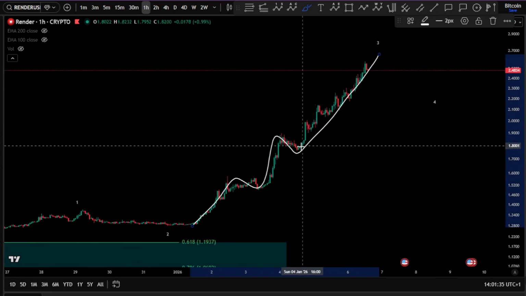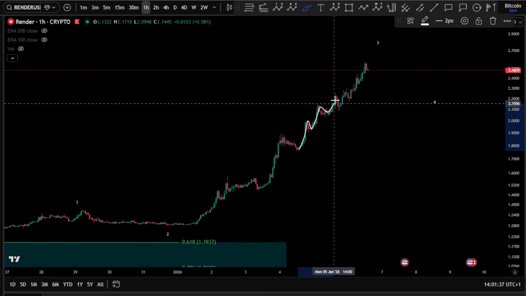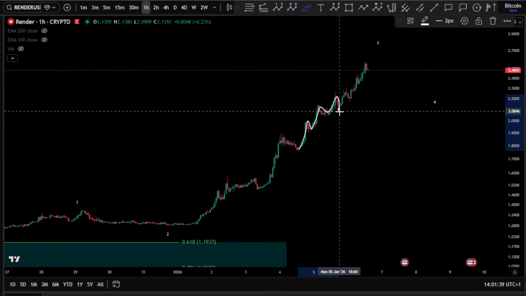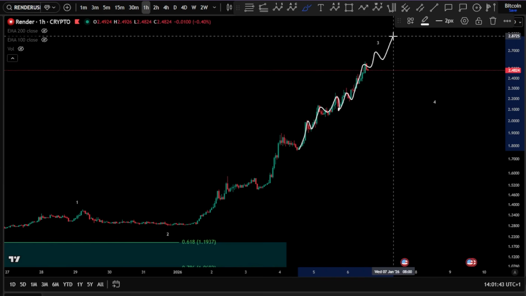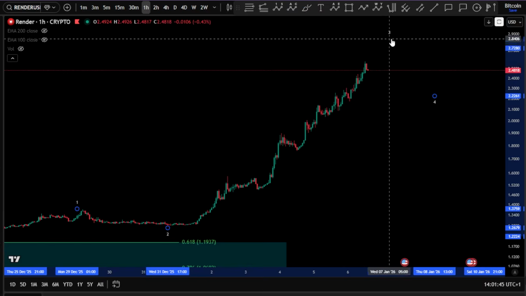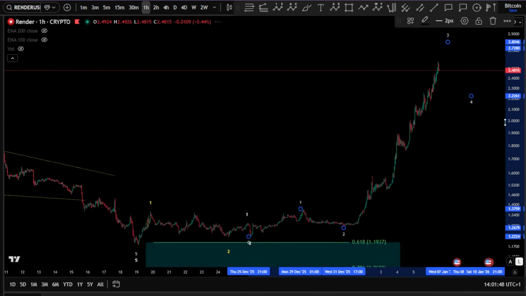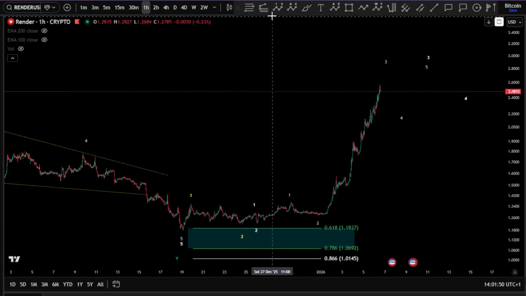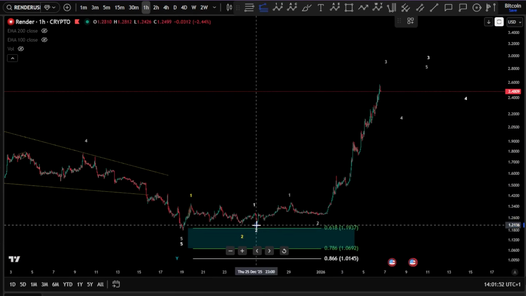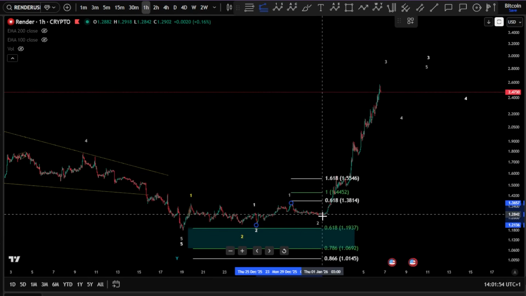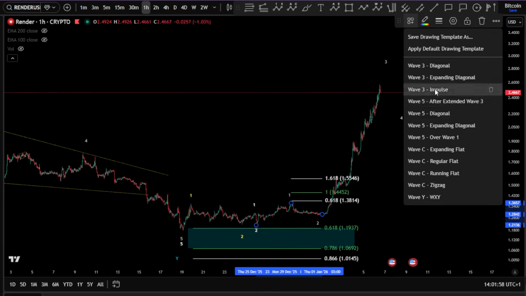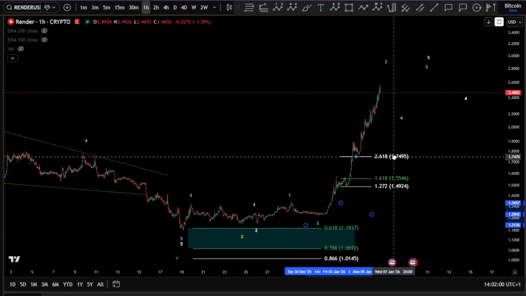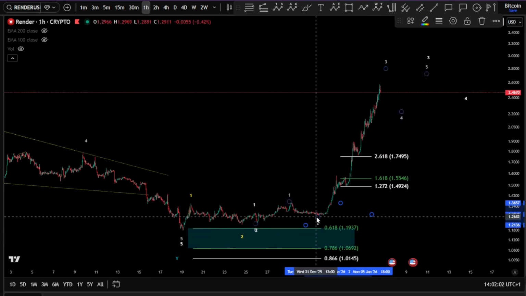Now, wave 5 is a 1, 2, 3, 4, and a 5 for wave 1. And then having another 1, 2, 3, 4, 5 for wave 3, 4, and a 5. So this is very, very massive actually for Render. I'm still looking even for higher here. If I take the fib levels, I think we passed even the 2.618 as well. That's insane. Oh yeah, okay, we passed it so much even.